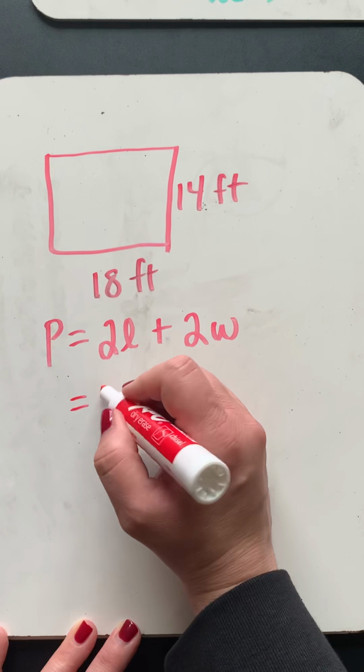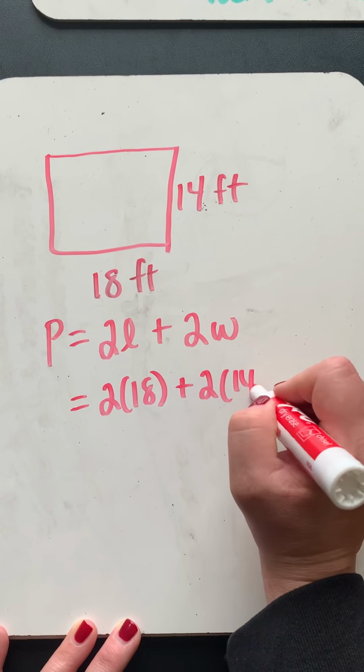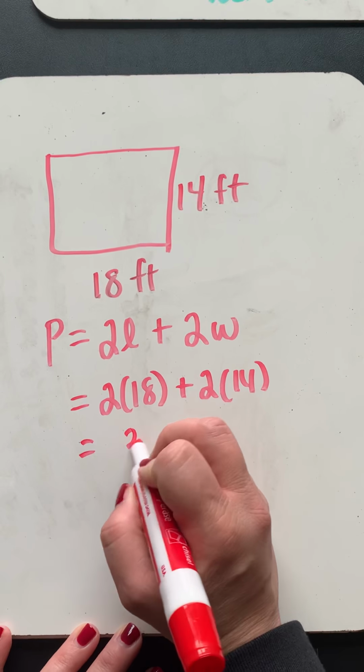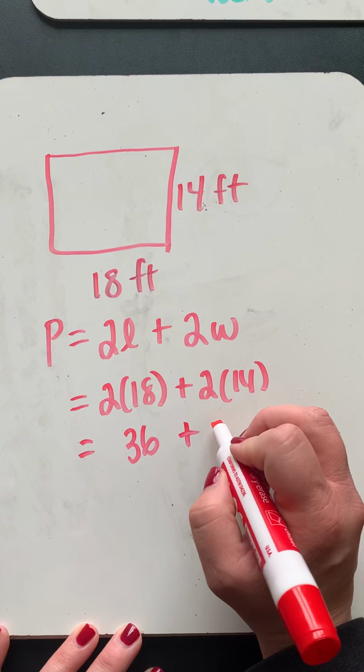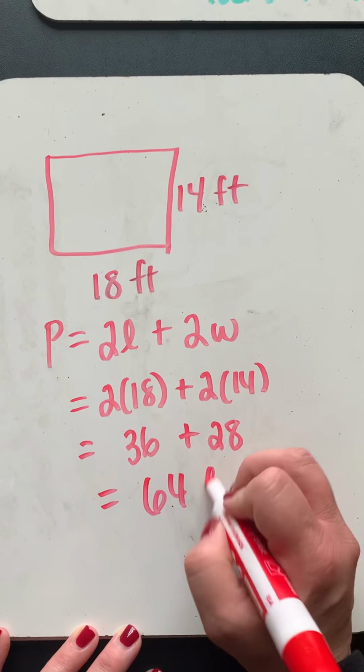So perimeter equals 2 times 18 plus 2 times 14. Don't forget order of operations. So you have to do your multiplication first. You get 36 plus 28. When you add those together, you get 64 feet.